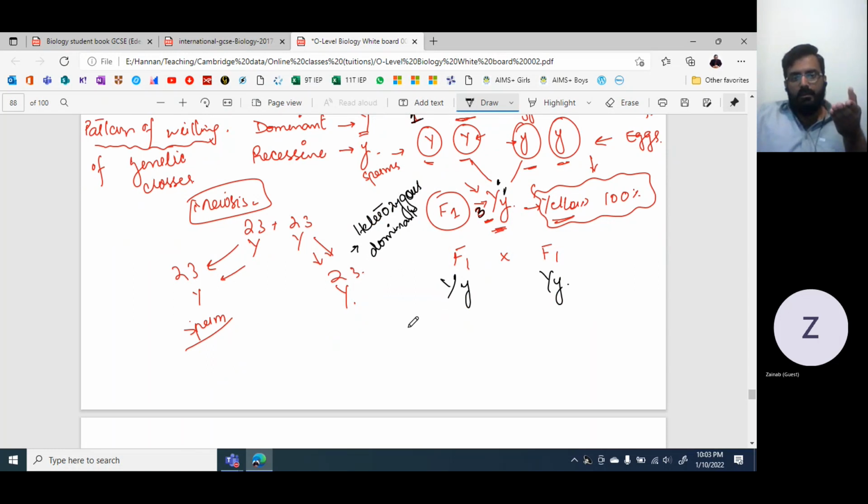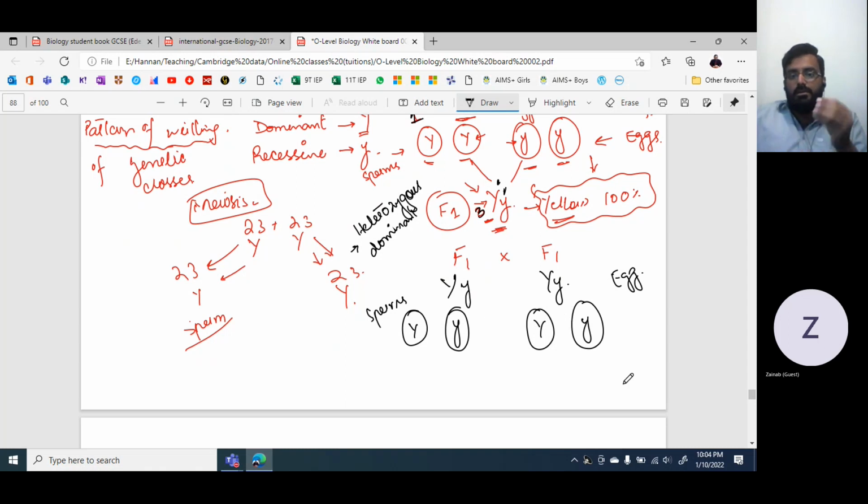Now, coming to the shuffle, capital Y would be separated from the small y, and this capital Y would be separated from the small y. Now you have to cross all these gametes because these are sperms and these are eggs. So these sperms must be fertilizing the eggs. So now, what is the point here?